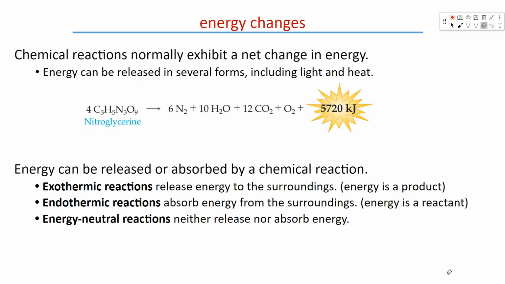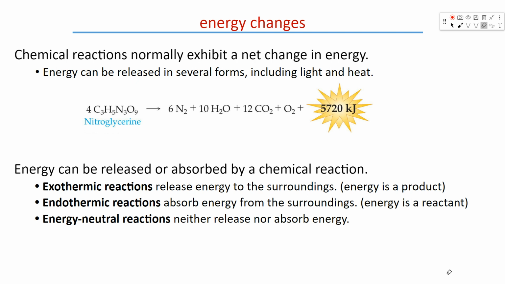All right, so chemical reactions normally exhibit a net change in energy. Energy can be released or energy can be absorbed. Energy can be released in several different forms, including light and heat. This is nitroglycerin. What type of reaction is this, Will? Good job. Both, combustion and decomposition.